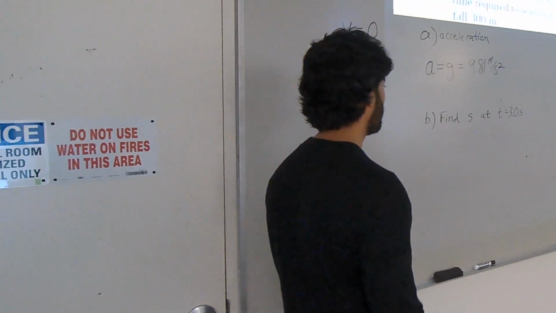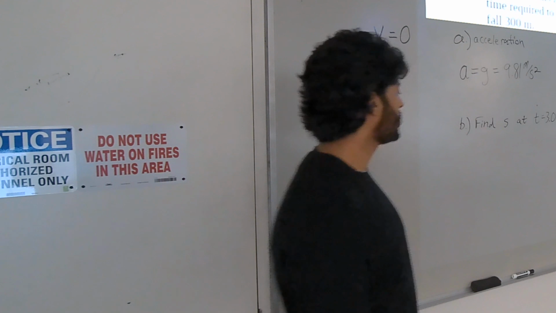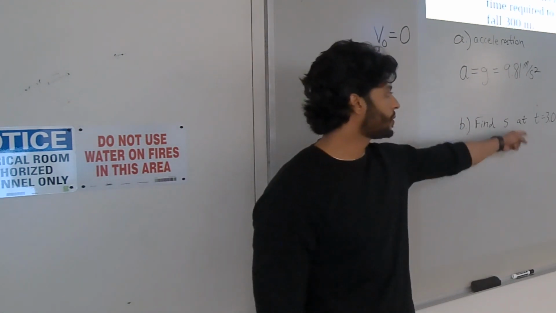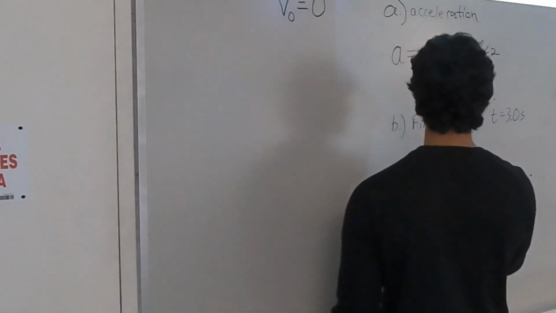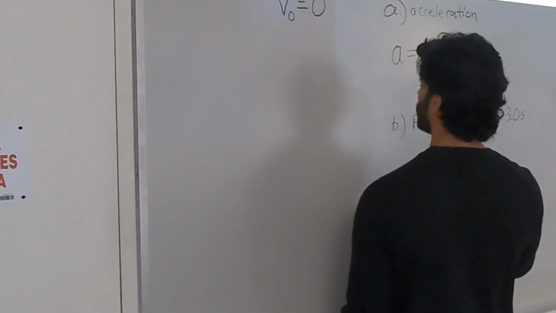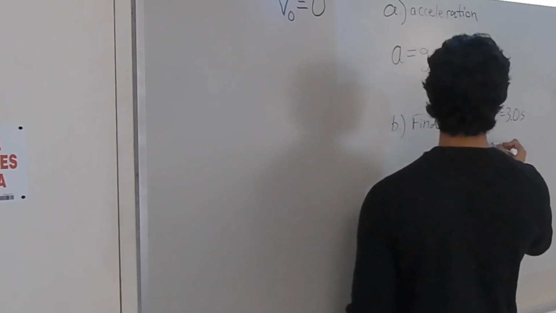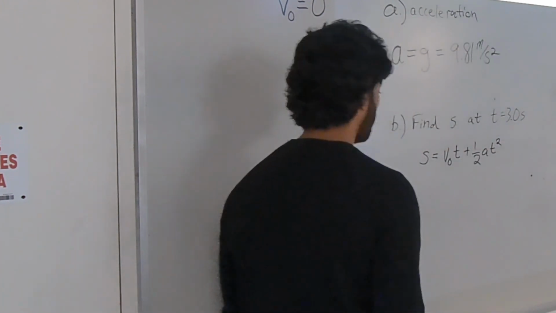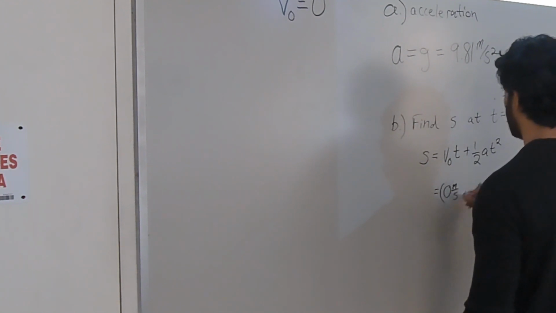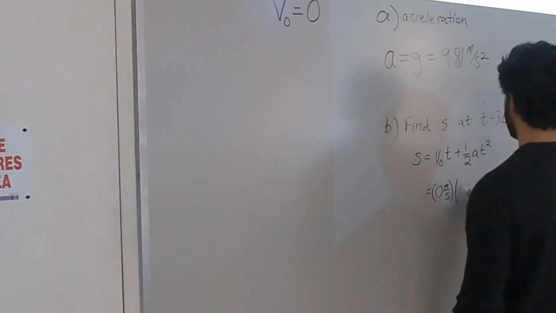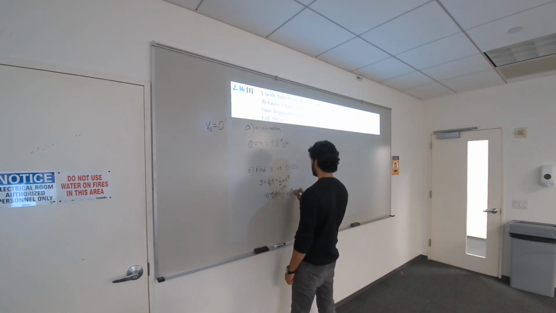All right, so to find the distance at 3 seconds, now we have a new variable, which is t equals 3. We're going to use s equals v naught t plus 1/2 a t squared. We plug in all our values, so we have 0 meters per second for velocity times 3 seconds. This goes to 0 plus 1/2.